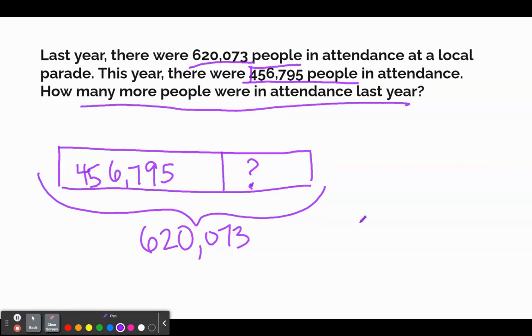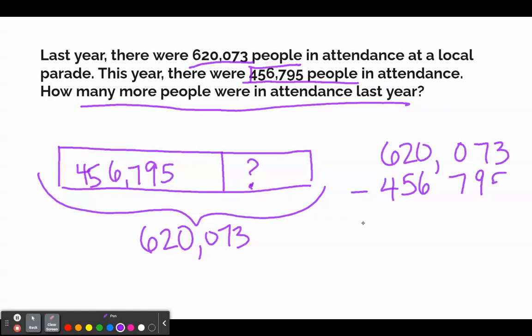Okay, so we have our strip diagram, so we can use our standard algorithm to solve. So if I take 620,073, and we're going to go ahead and take away 456,795. Let's start with our ones. 3, take away 5. Can't do that. We're going to go over to our tens.